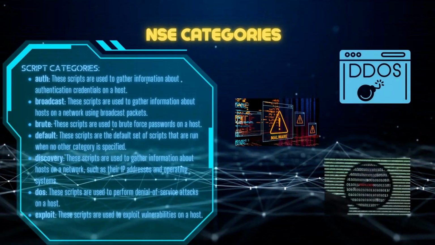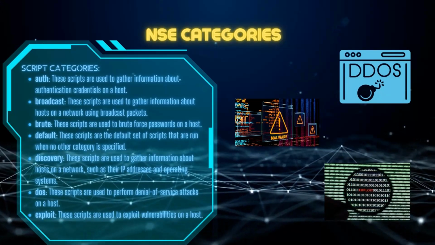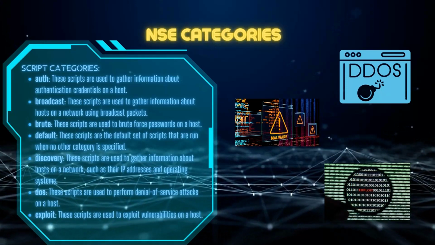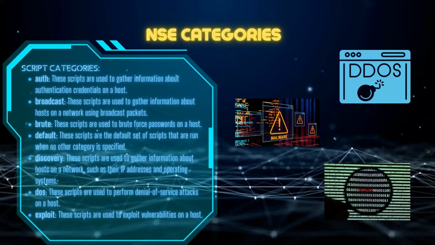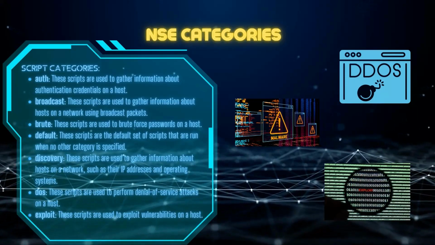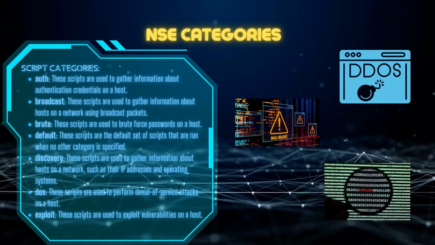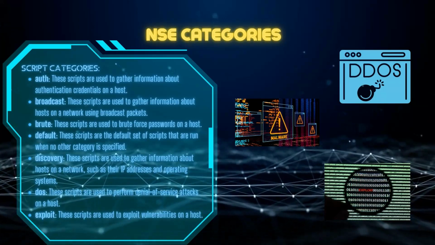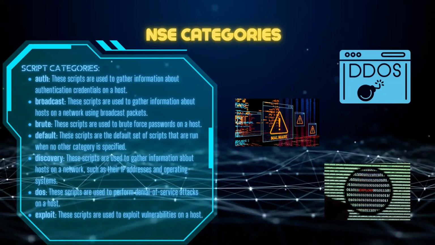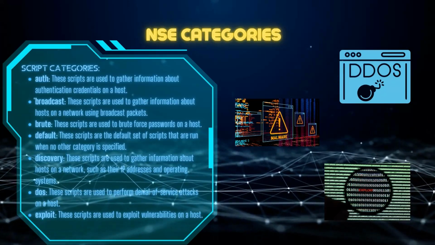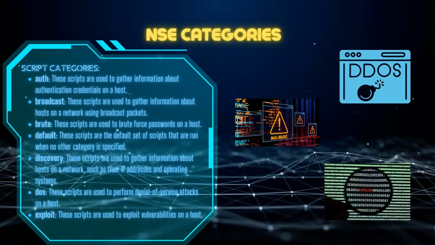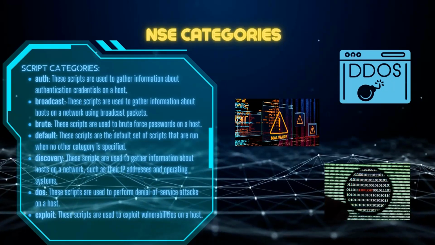Let's move on to NSE categories. The NSE script category system is an essential feature that allows users to choose which scripts to run based on their specific needs. Here's a more detailed description of each script category. Auth: scripts in this category perform authentication checks against remote services to determine if access is permitted. This can include checking for default or weak passwords or identifying systems that do not require authentication.